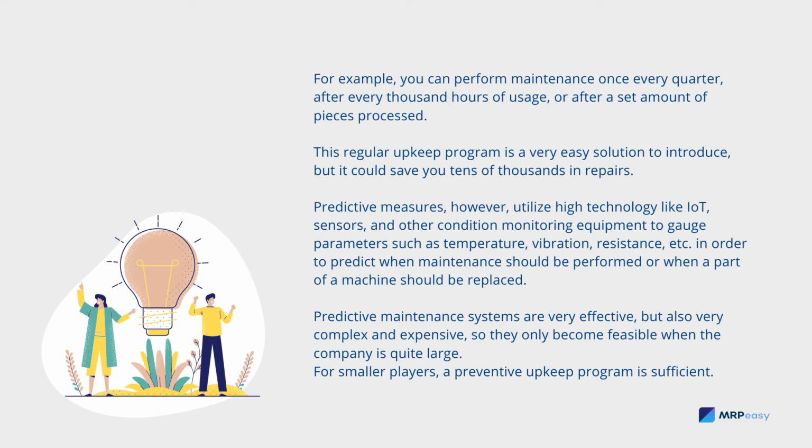repairs. Predictive measures, however, utilize technology like IoT, sensors, and other condition monitoring equipment to gauge parameters, such as temperature, vibration, resistance, etc., in order to predict when maintenance should be performed or when a part of a machine should be replaced. Predictive maintenance systems are very effective, but also very complex and expensive, so they only become feasible when the company is quite large. For smaller players, a preventive upkeep program is sufficient.